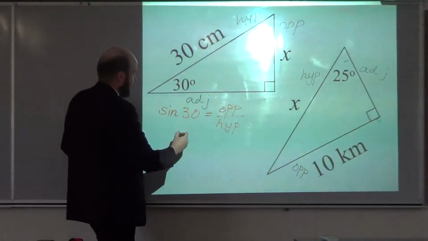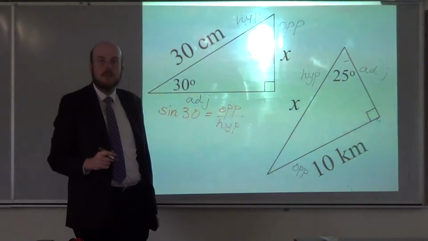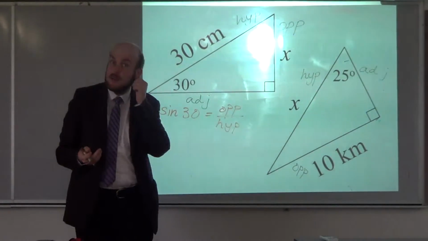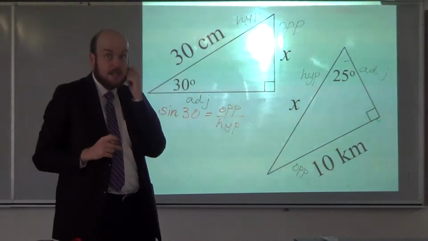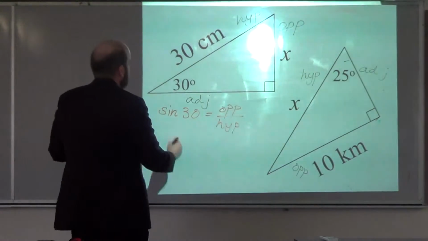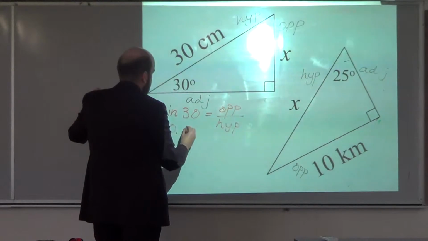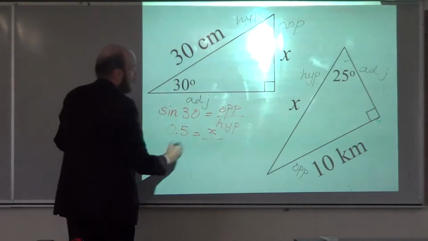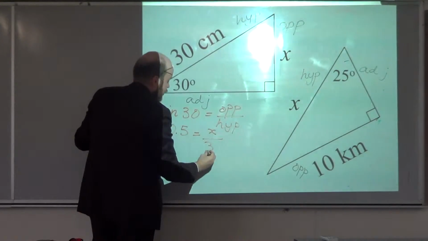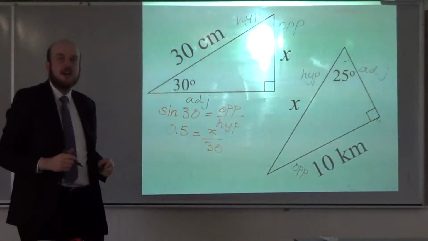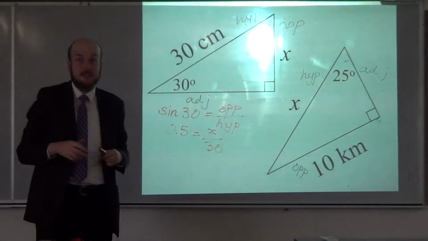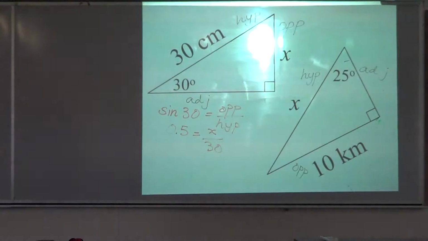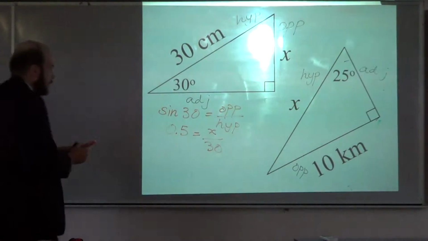So what I'll do is fill in the details. Now hopefully you might remember that sine 30 degrees is always equal to a half, or 0.5. If you don't remember that, you can punch that into your calculator. I'm not judging. So sine 30 is 0.5. It's equal to the opposite, which is here x, over 30.